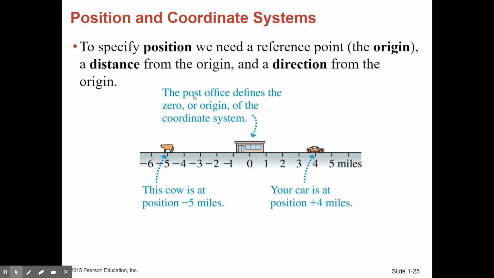So the post office defines the 0. It could be whatever, but we decided that the 0 was going to be the coordinate system. This cow is at a position of 5 miles to the left of the post office, so that's why there's a negative there. With the cow being to the left, this is 0, like a number line. These are the negative x values, these are the positive x values. My cow is 5 miles in the negative x direction, so negative 5 miles away. My car, though, is 4 miles away in the positive direction.